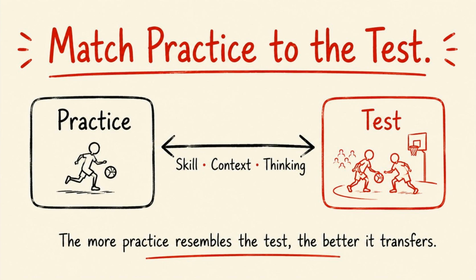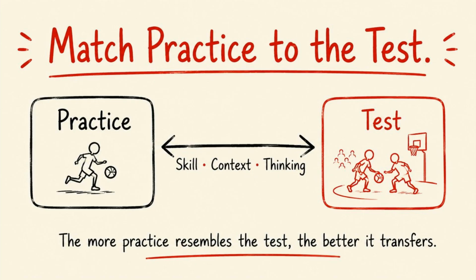The first move in deciding what to vary is surprisingly not to look at practice at all. It's to look ahead at the test, the future situation where the skill will be used. We've said it before, and it governs everything here. Effective transfer is a function of how similar the practice and the test are. Similar in the skill itself, in the context surrounding it, and in the kind of thinking it requires. So the test situation is your blueprint.